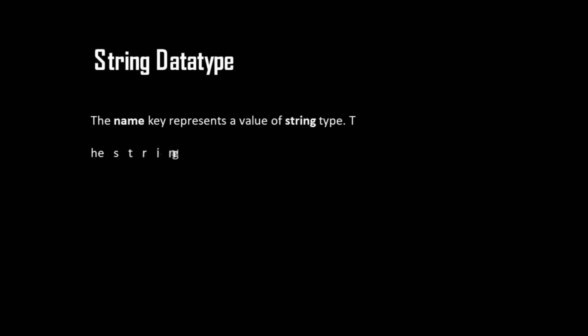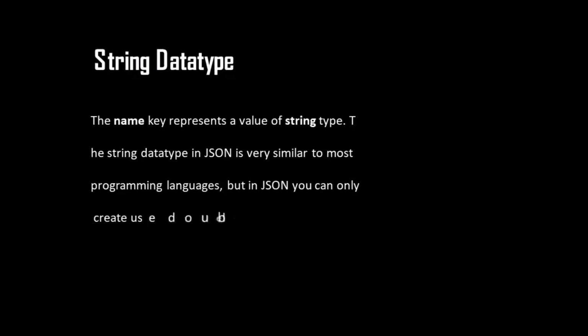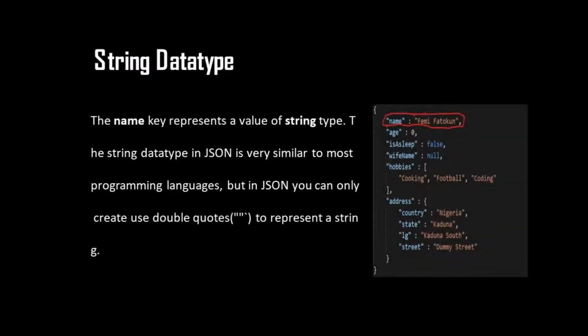Okay, so now I'm going to talk about the string data type. In the JSON that we are presenting on the screen right now, we can see that we have a key name and we have the value Femi Fatoku. So this is a string data type.